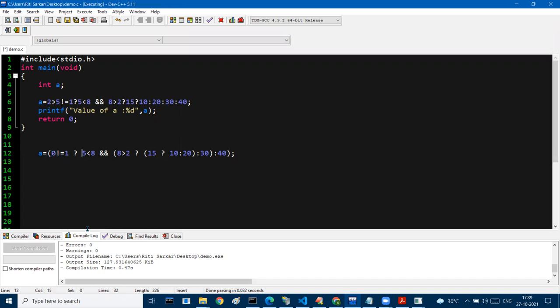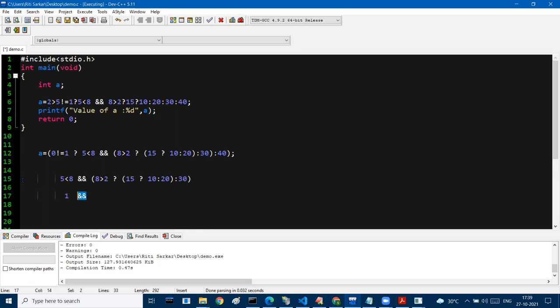What will happen, sir? This entire part is expression 2 and this part is expression 3. So expression 3 is out of the context, and I will focus on expression 2, because 0 is not equal to 1. So now I will work with this particular expression. This is 5 less than 8. 5 less than 8 means what value, guys? 1, true. Logical and is there.